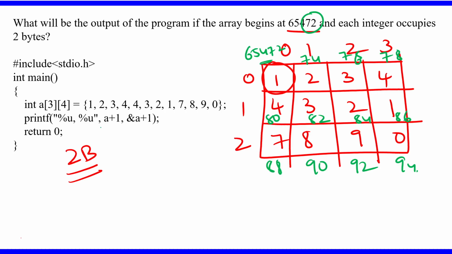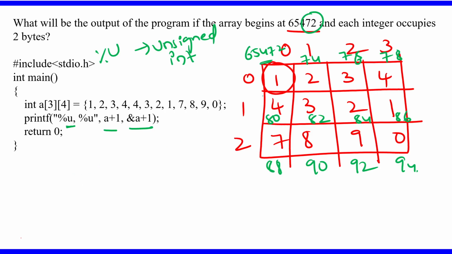Now they are asking you to print with %u, which means unsigned int, which means a positive number. So a plus 1, ampersand a plus 1, what is the value? So what is the output of this? The matrix is here. I have written the addresses also. Can you guess the output? What could be the answer?